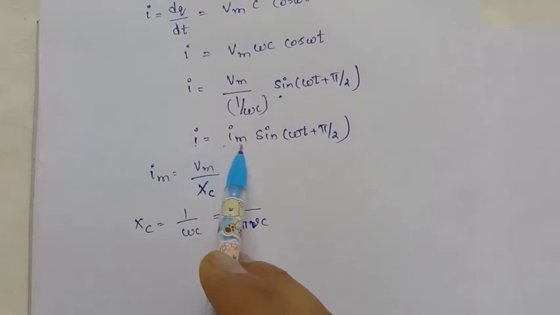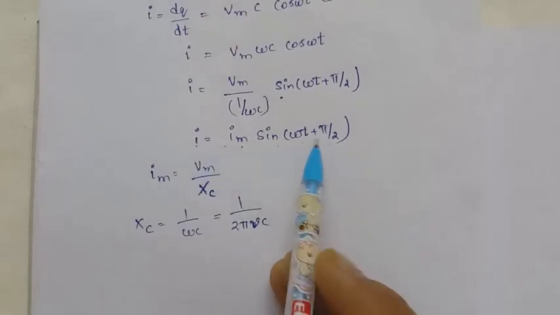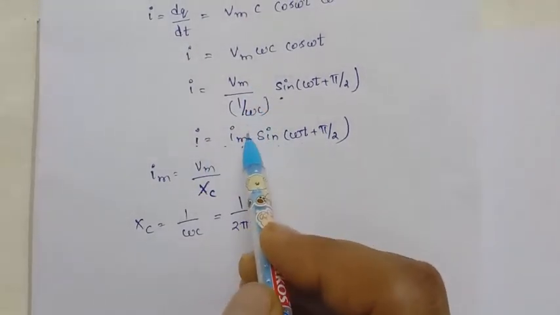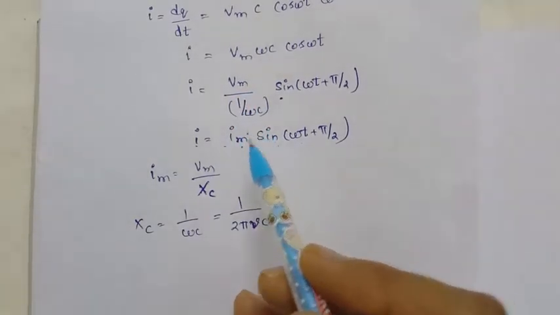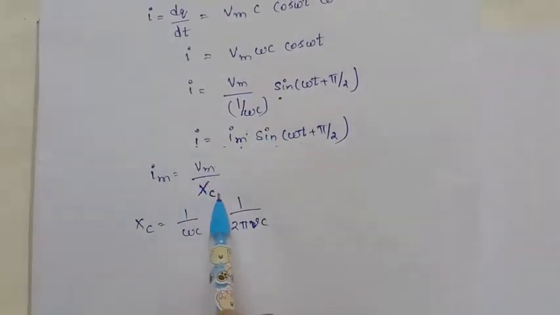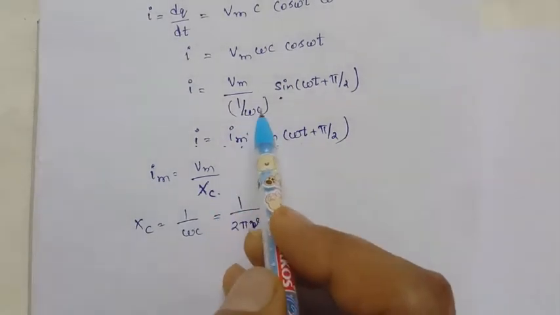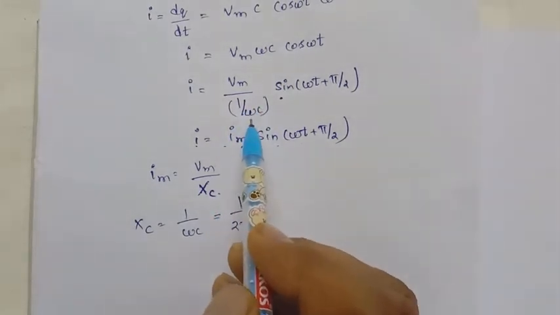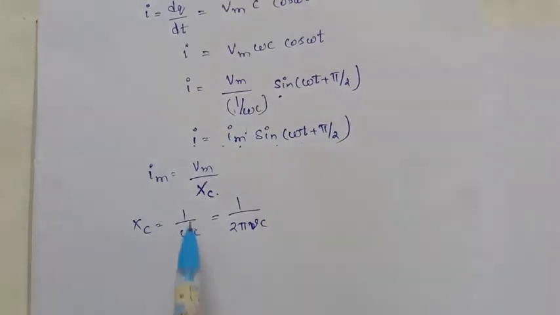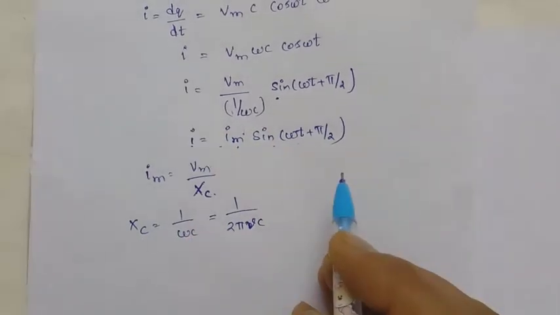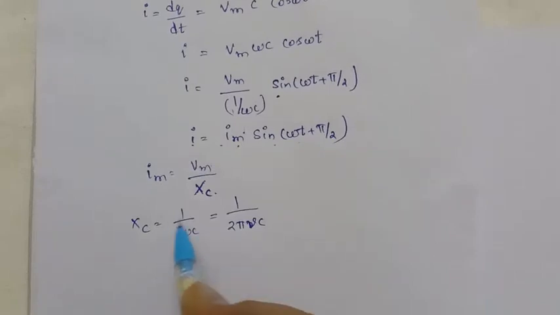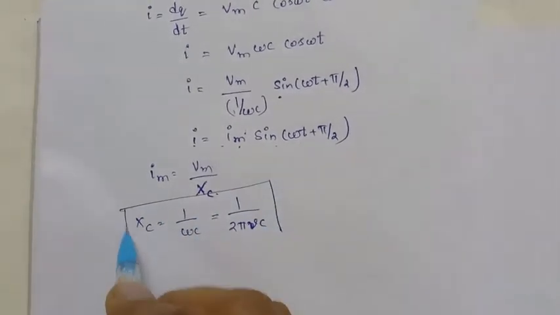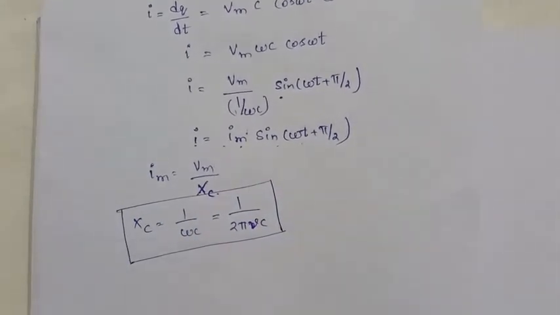So I = Im sin omega t plus pi by 2. You have to compare these two equations. Im = Vm upon 1 by omega C. Actually Im = Vm by R. So the reactance of this capacitor is 1 by omega C. 1 by omega C is nothing but the capacitive reactance. That is nothing but the resistance of this capacitor, and this can be indicated with Xc.